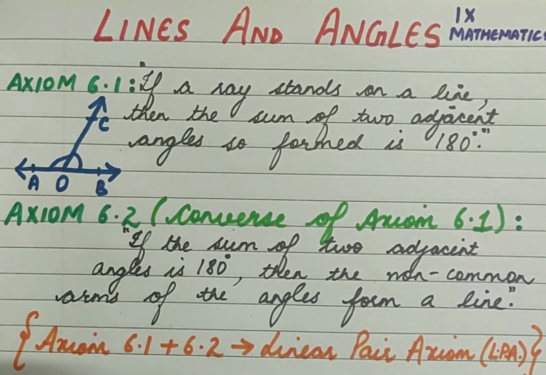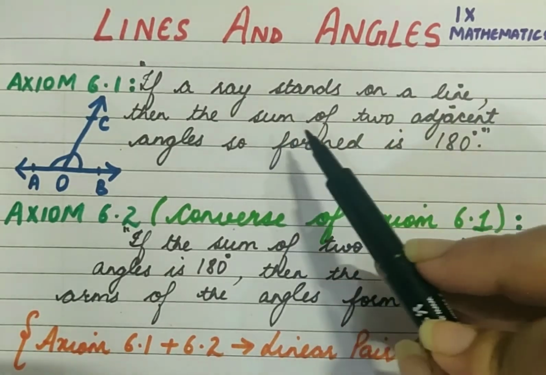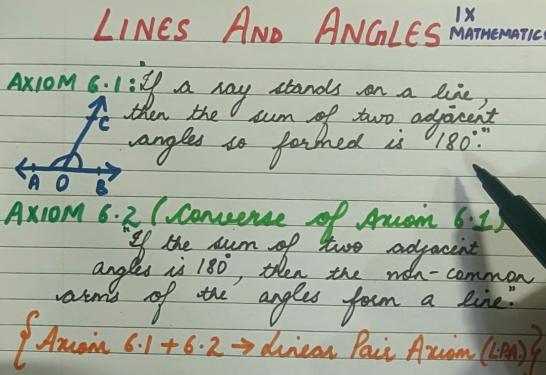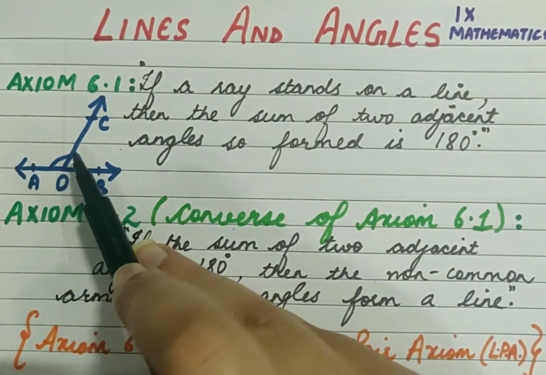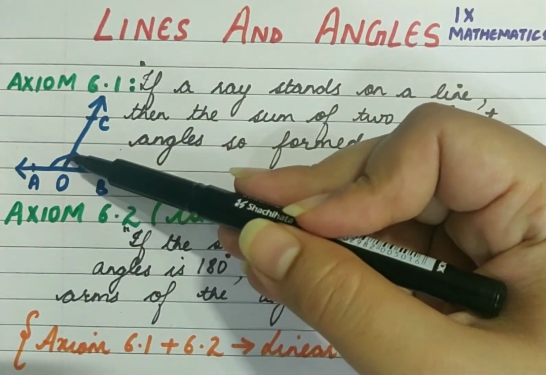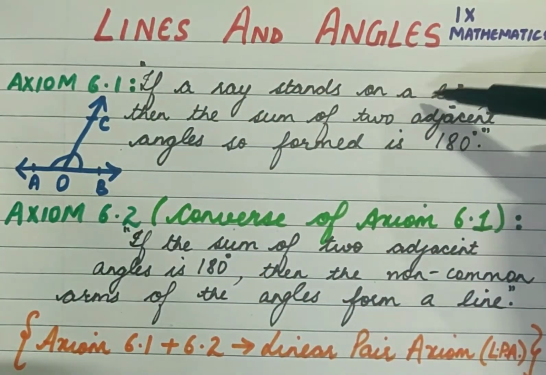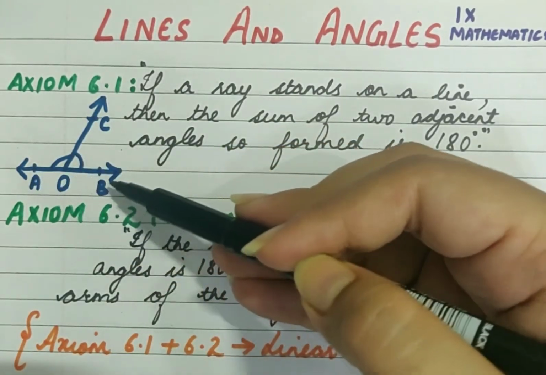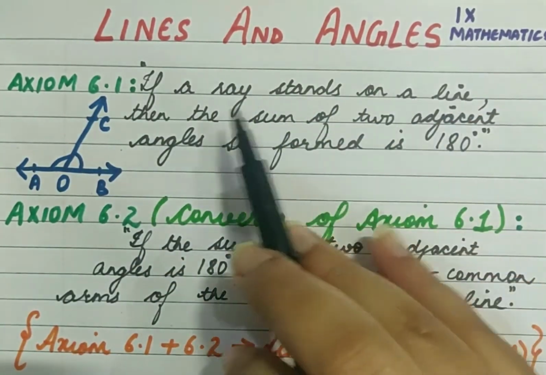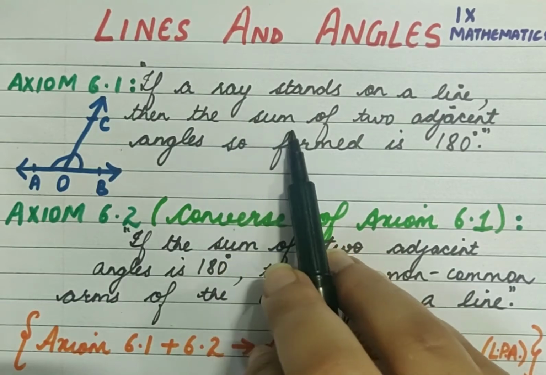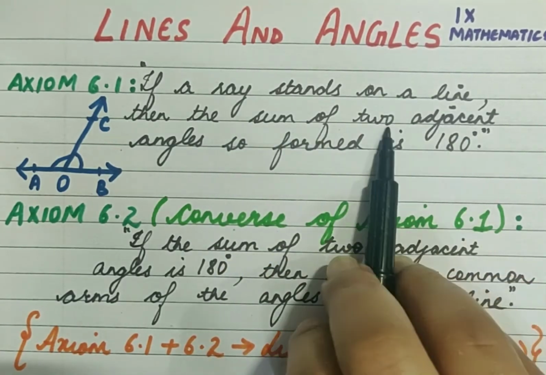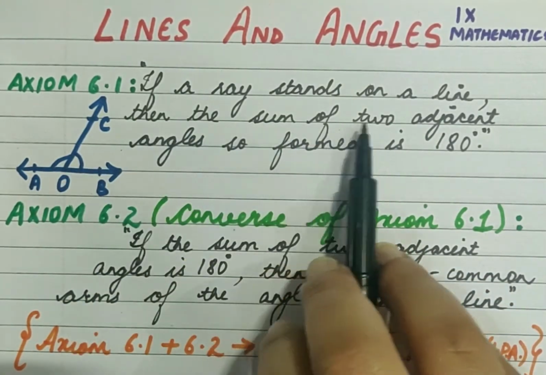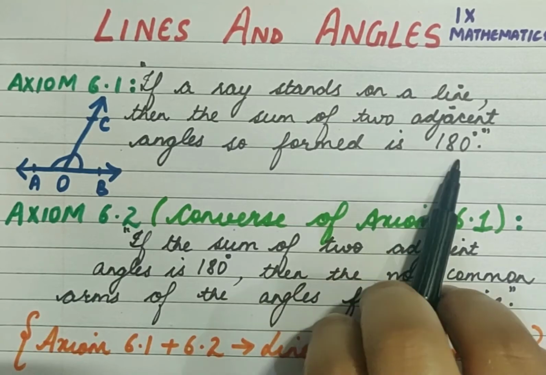It says if a ray stands on a line, then the sum of two adjacent angles so formed is 180 degrees. It means if we consider this diagram, if a ray, we are considering the ray OC, stands on a line, we are talking about line AB. So OC is standing on AB. If a ray stands on a line, then what will happen? The sum of two adjacent angles, we know what are adjacent angles, which are next to each other. Then the sum of two adjacent angles so formed is 180 degrees.